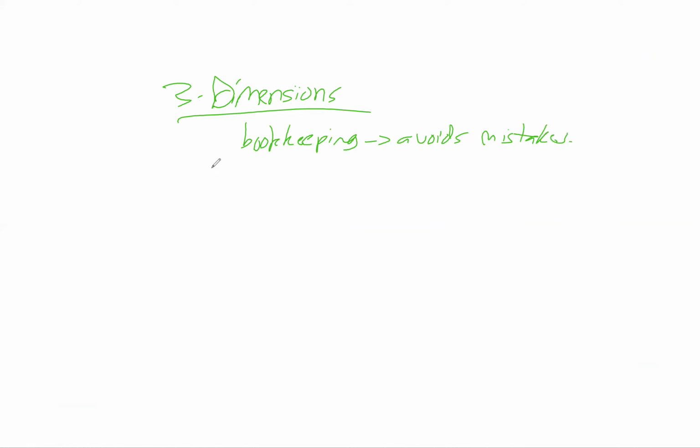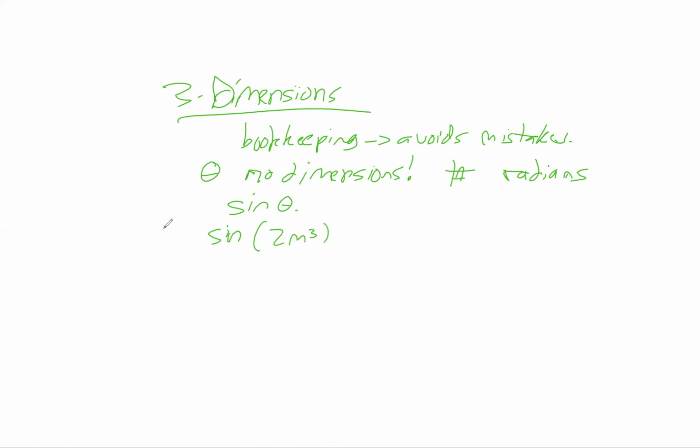So the key thing is that theta has no dimensions. It's just a number. Really, it's in radians, right? And that's because we can plug theta into sine. Sine of 2 meters cubed, that is not a thing. You cannot do that. But you can do sine of 2.5 radians, for example. That is an okay thing to evaluate.